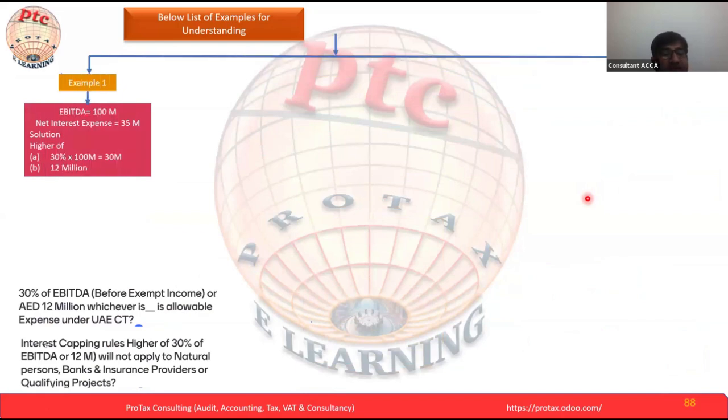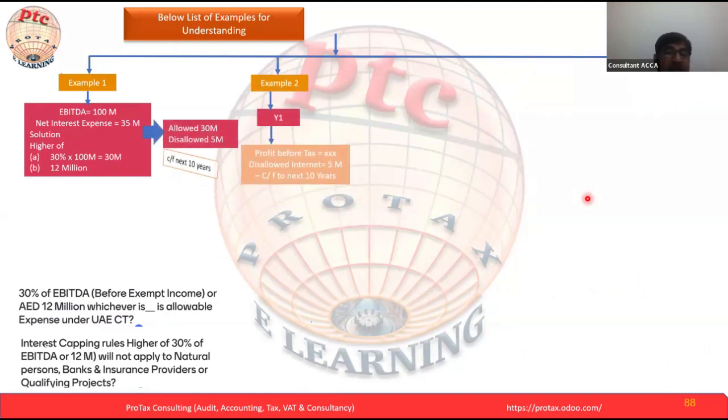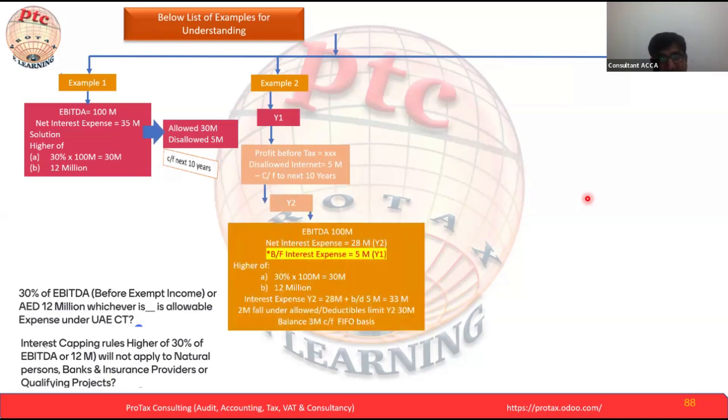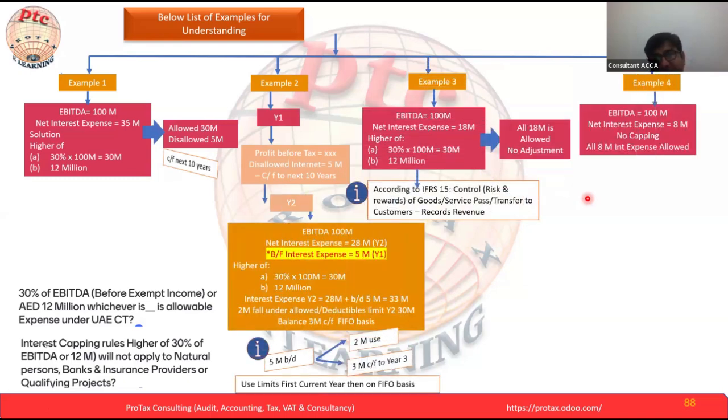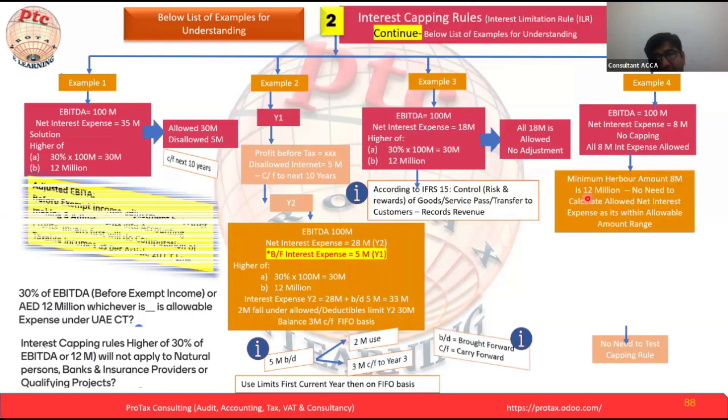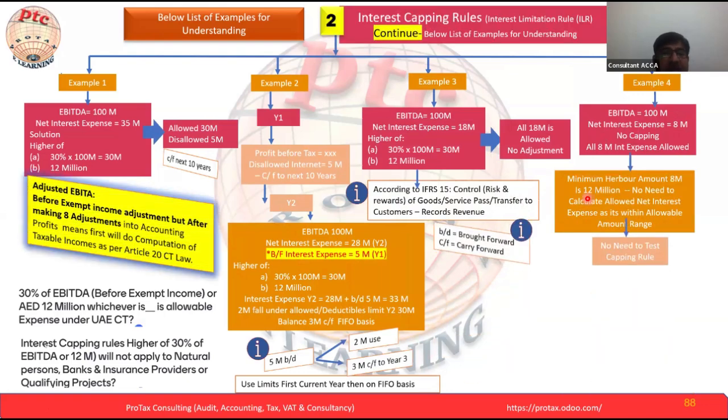Here are the examples that we already saw previously. We will not spend time over here because I'm just giving a refresher. Okay, here is another point that I want to highlight: adjusted EBITDA. I use the word adjusted EBITDA.